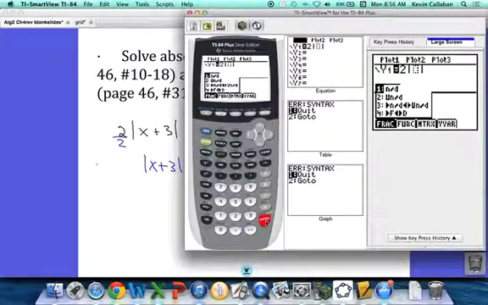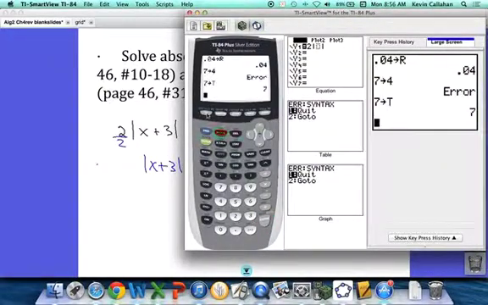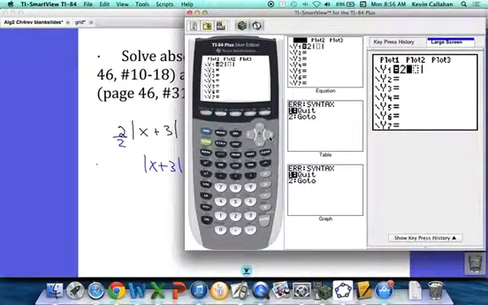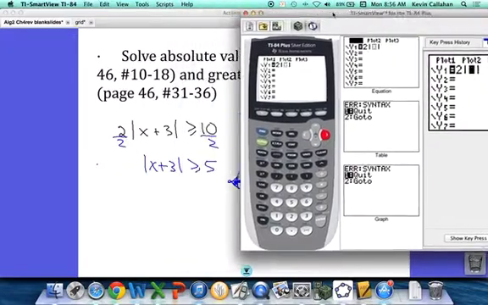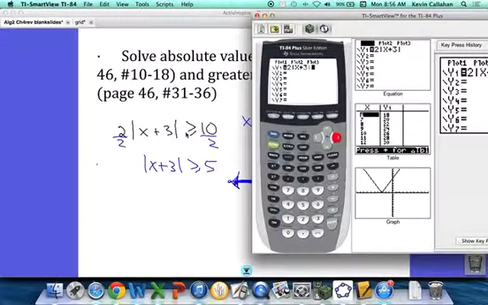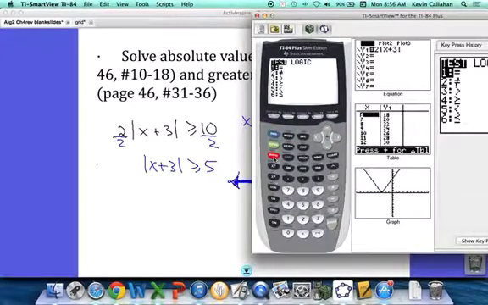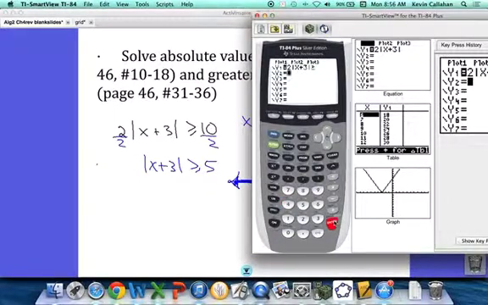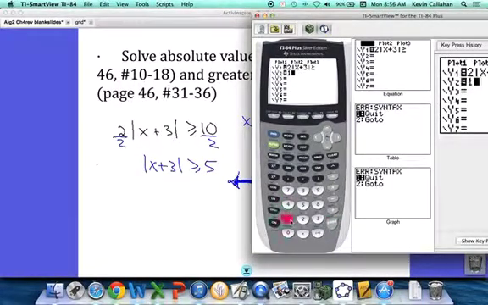Oh, clear. Okay, and then inside the absolute value, you put your expression. In our case, it was x plus 3. X plus 3. Right? Then you got to know, where do I find that greater than or equal to symbol? Second math, and there's all the symbols. So I put in the 4 for greater than or equal to, and I put in a 10.